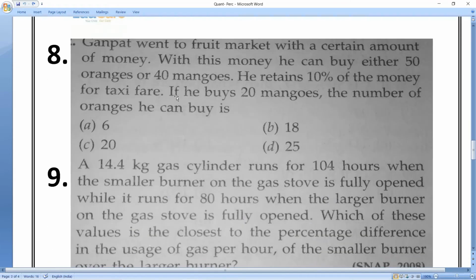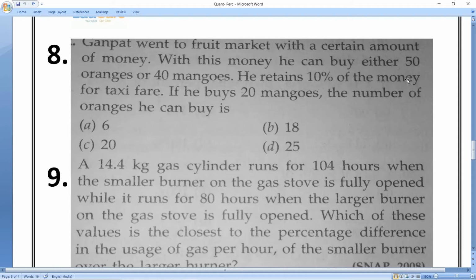Ganpat went to a fruit market with a certain amount of money. So Ganpat is going to a fruit market with a certain amount of money. Then he can buy either 50 oranges or 40 mangoes. So with the same amount of money, he can buy either 50 oranges or 40 mangoes. Now he returns 10% of the money for taxpayer. That is, he went to the market and now he needs to return after buying the fruit. So he returns 10% for that.